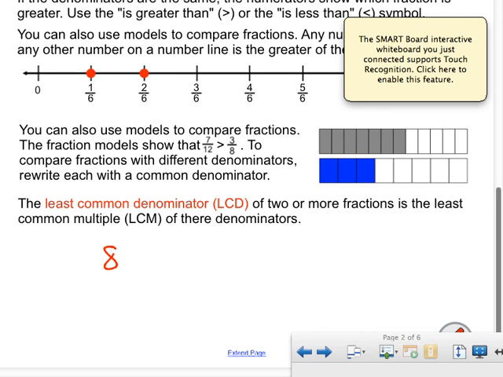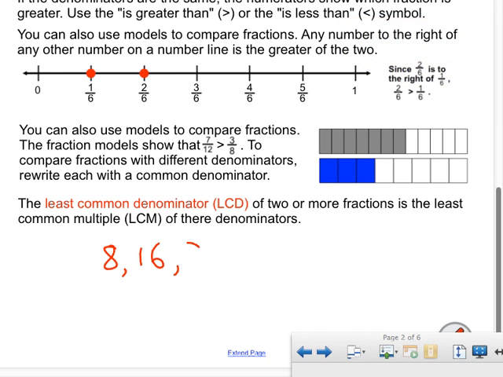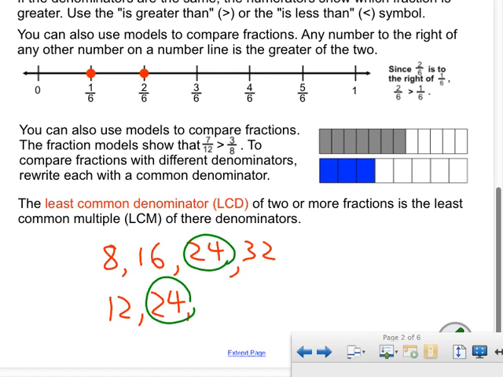Let's list the multiples of 8. 8. What's after 8? 16. Okay, after 16? 24. What's after 24? 32. Let's take a look at 12. What's after 12? 24. I already have a common multiple, don't I? So we don't need to continue anymore. So I have 24. That's my common multiple.